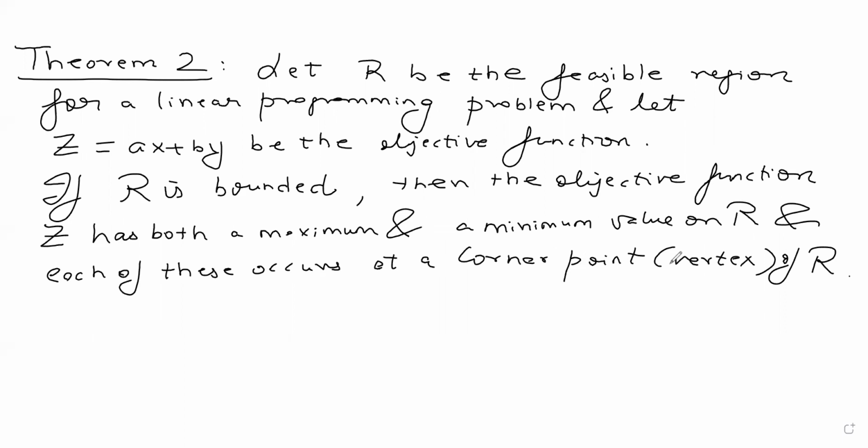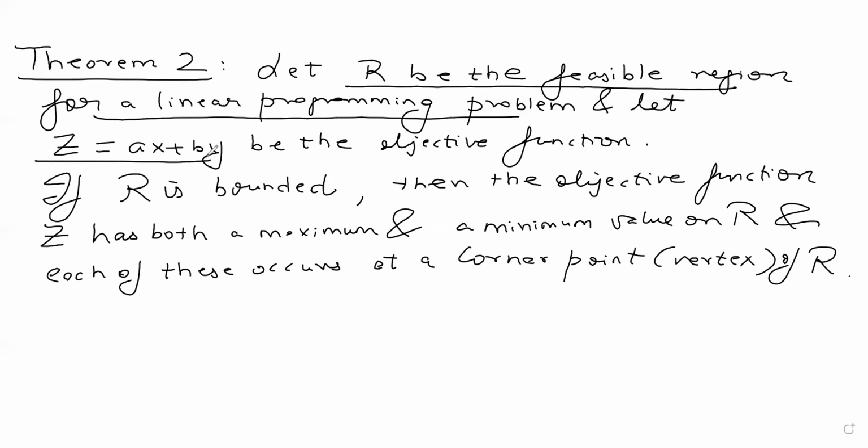So let me quickly revise the theorem. Let R denote the feasible region for a linear programming problem. Okay, and z equal to ax plus by is my objective function, which I need to either maximize or minimize if R is bounded. Now we can quickly write a note. What is meant by bounded?